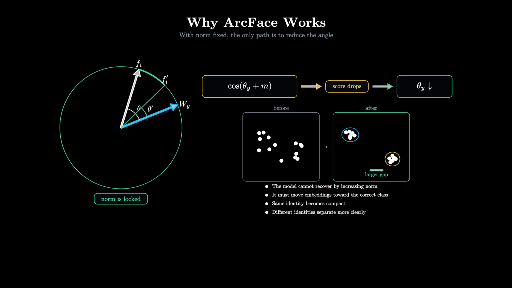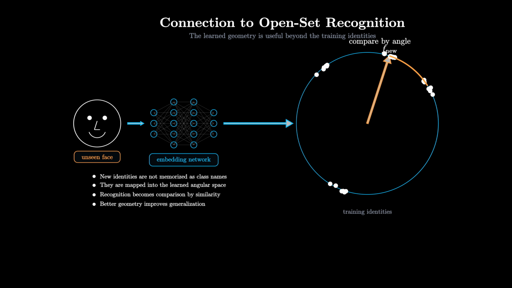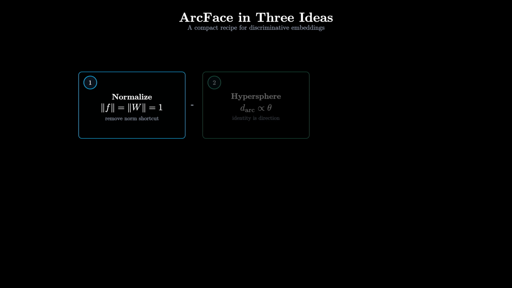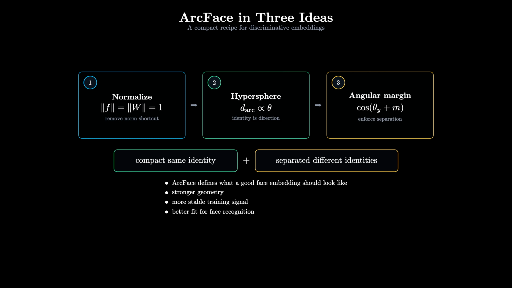Over many training iterations, embeddings of the same identity become more compact around their class center, while different identities become more clearly separated. As a result, ArcFace creates a more stable embedding space and generalizes better to faces that were not seen during training. ArcFace can be summarized in 3 ideas: normalize vectors to remove the effect of magnitude, represent faces on a hypersphere so that angle becomes the main measure of similarity, and add an angular margin to force identities to be more clearly separated.